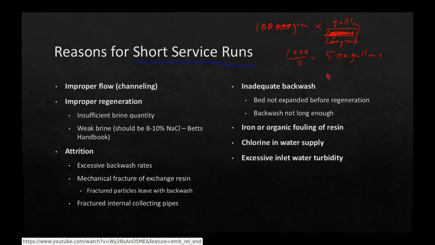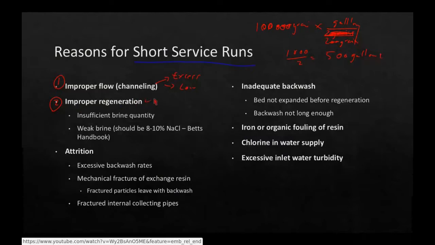I start to see that hardness rise and go, well, what the heck? Why was my service run so short? So this is very important. You should know this stuff. Number one, maybe I've got improper flow. Maybe I've got channeling going on. And channeling can be a result of excessive flow, or it can be low flow. Either one of those situations could make water try and go through the path of least resistance.